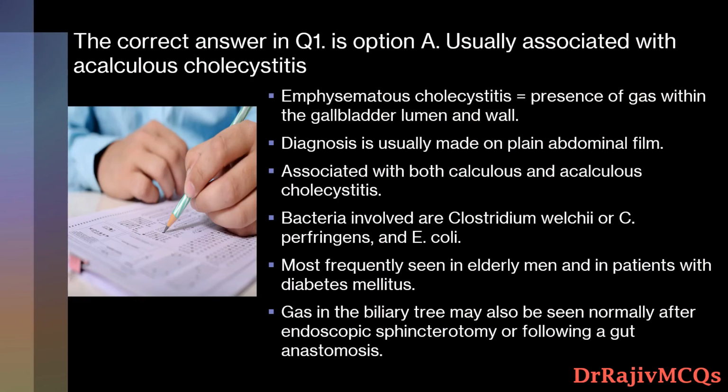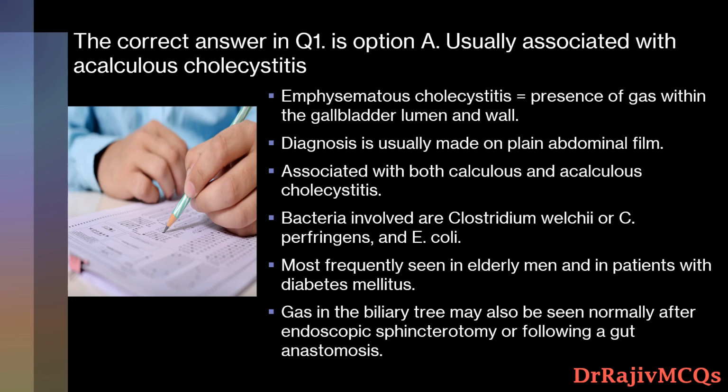The correct answer in question number 1 is option A. The hallmark feature of emphysematous cholecystitis is the presence of gas within the gallbladder lumen and wall. The diagnosis is usually made on plain abdominal film by finding gas within the gallbladder lumen as well as within the gallbladder wall or in the pericholecystic tissues. It is associated with both calculous as well as acalculous cholecystitis. Hence, the statement that emphysematous cholecystitis is usually associated with acalculous cholecystitis is not correct.